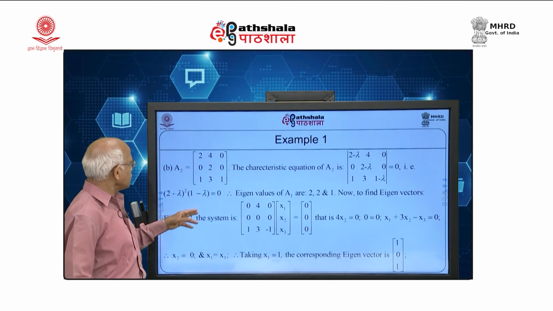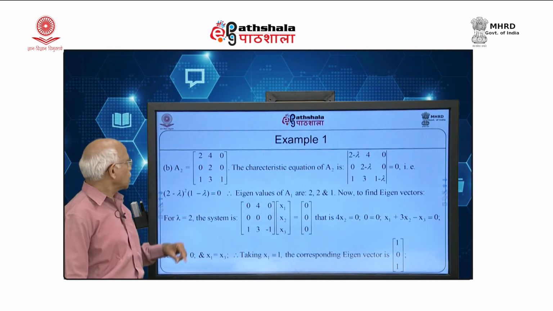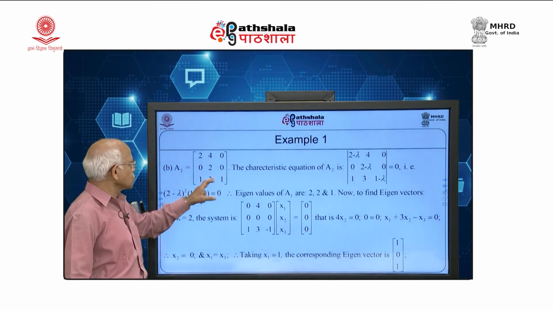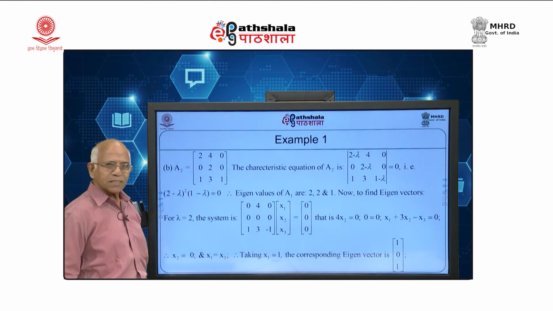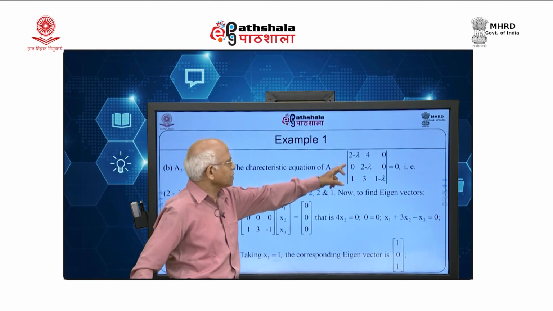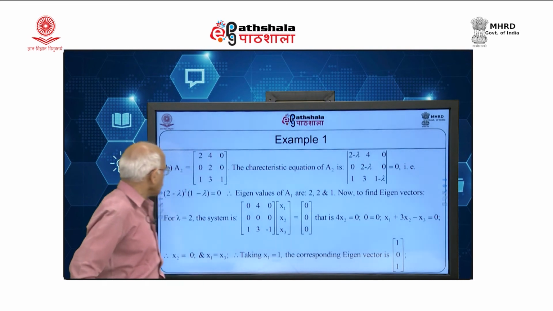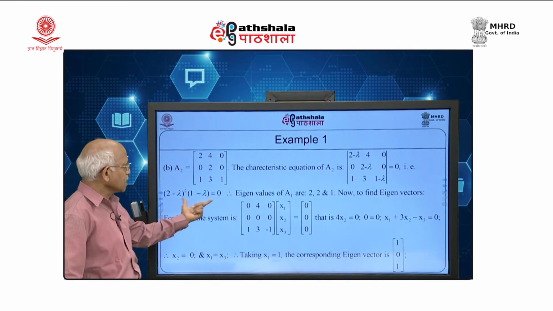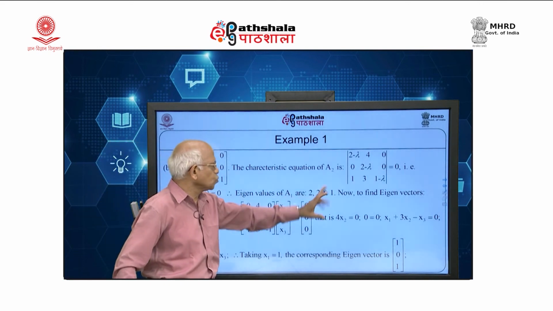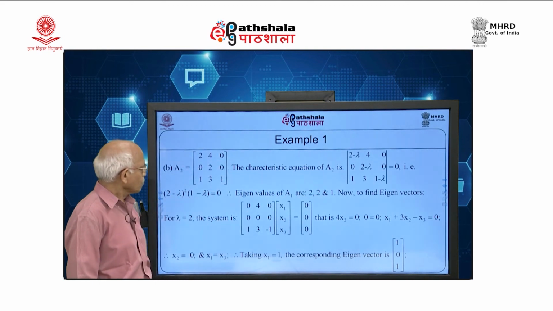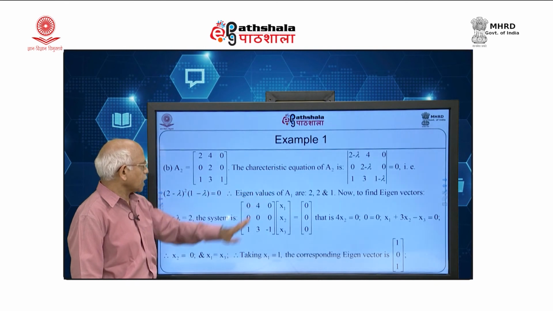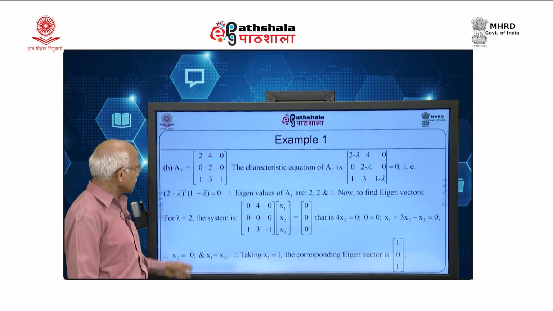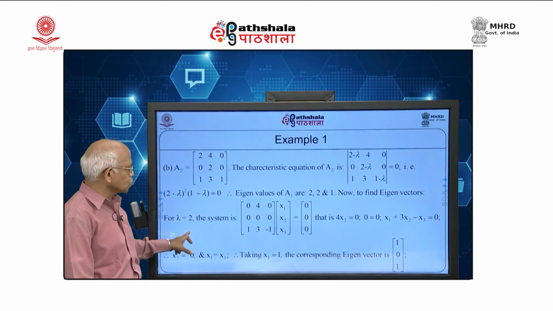The second example I am taking is A 2 equal to the matrix 2 4 0, 0 2 0, 1 3 1. The characteristic equation of A 2 is given by this. Again you solve this equation, and by solving that I will be getting 2, 2, 1 as eigenvalues, and to find eigenvectors we have to solve this system for lambda equal to 2.